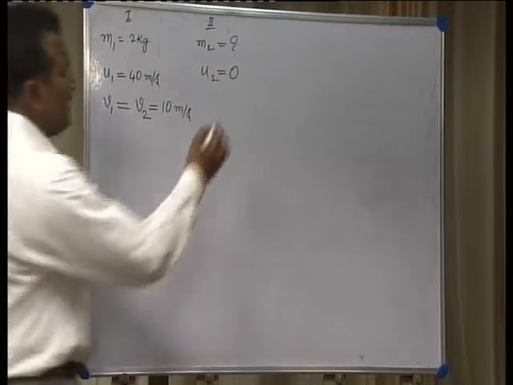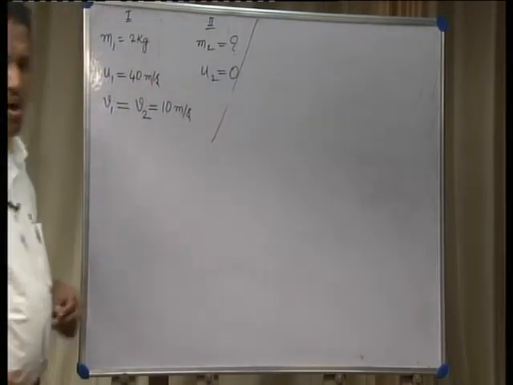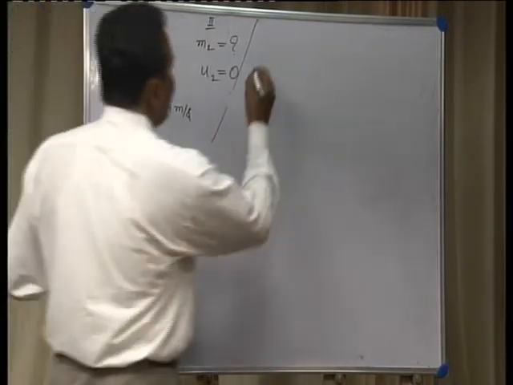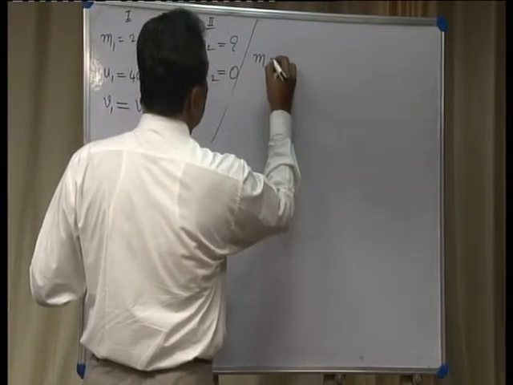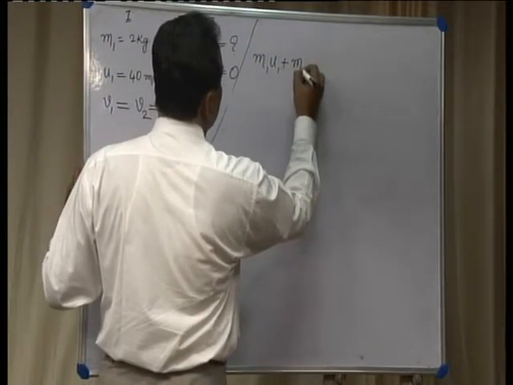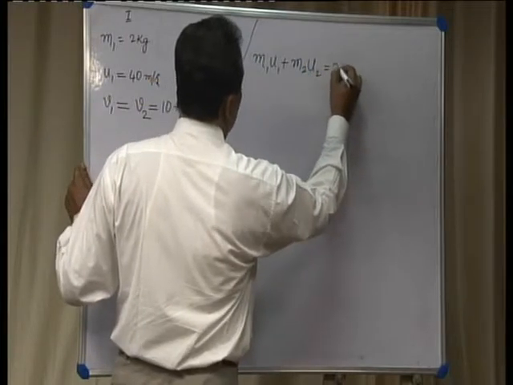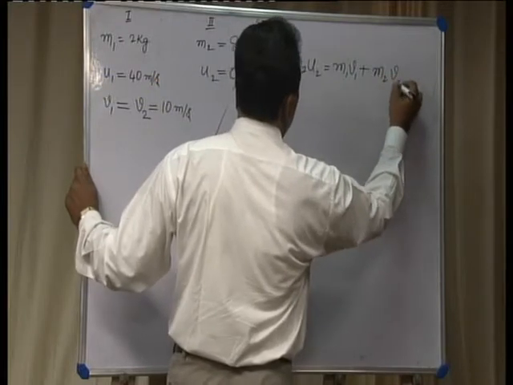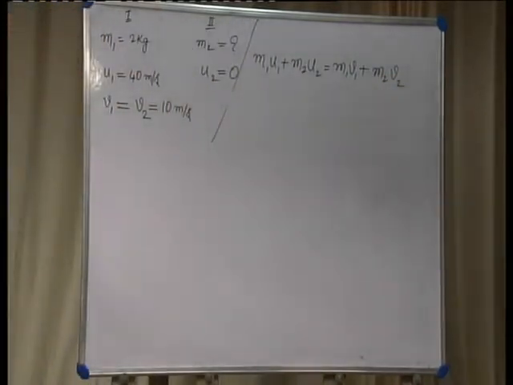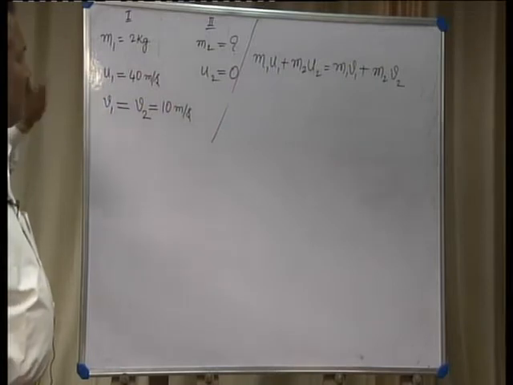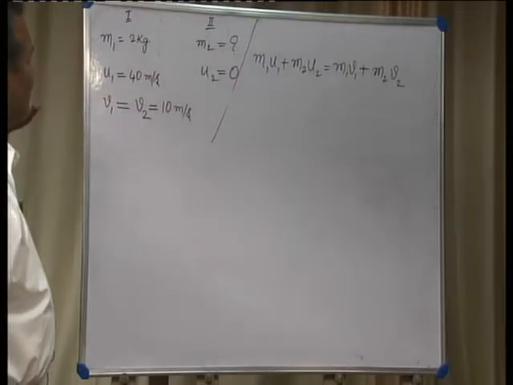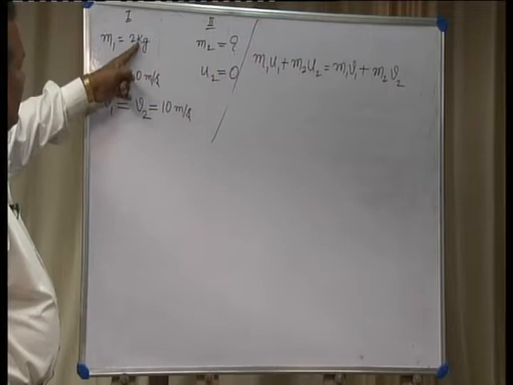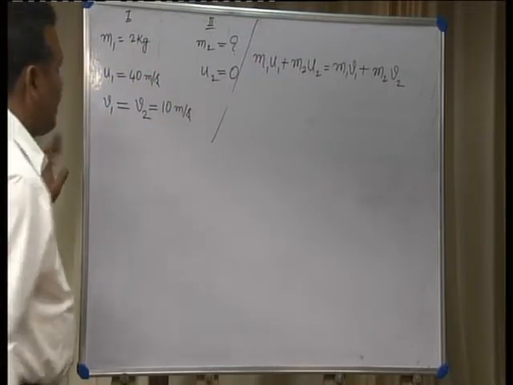So, once again, this is a problem belonging to the law of conservation of momentum. You can write the law of conservation of momentum as m1 u1 plus m2 u2 equals m1 v1 plus m2 v2. I mean, total initial momentum before collision must be equal to total final momentum after collision. Once again, check whether all the given physical quantities are in the same system of units or not. Kg, meter per second, no problem.